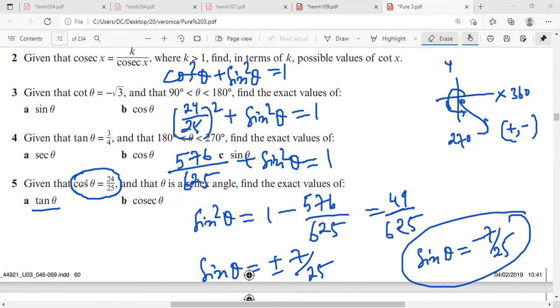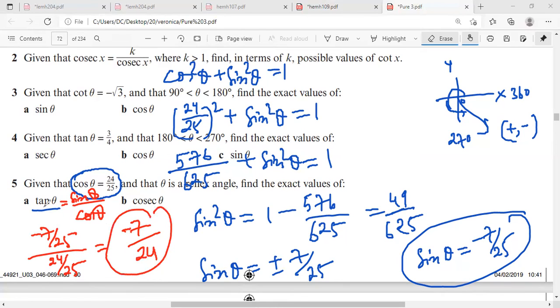Once I got sine theta, I have cos theta, I can find tan theta, because we know tan theta is equal to sine theta divided by cos theta. So we can write tan theta is equal to sine theta divided by cos theta. The value is minus 7 by 25 divided by 24 by 25. 25, 25 get cancelled. We get minus of 7 by 24. This is sine theta. Okay. And this is tan theta.